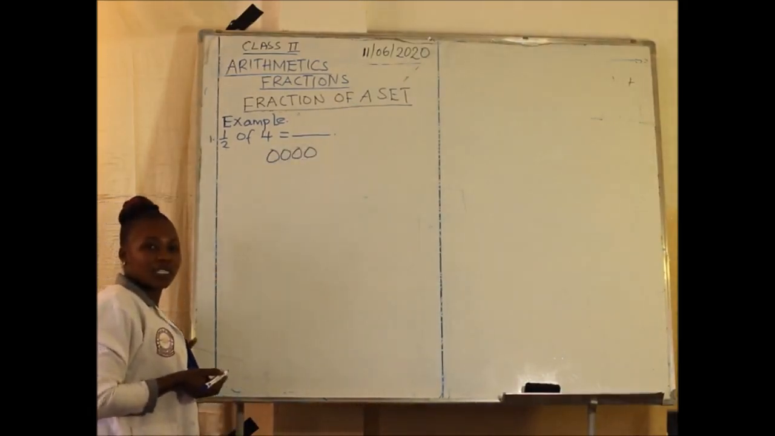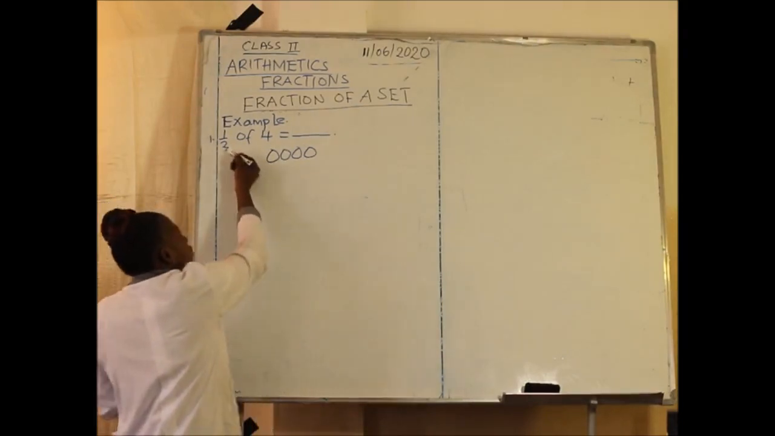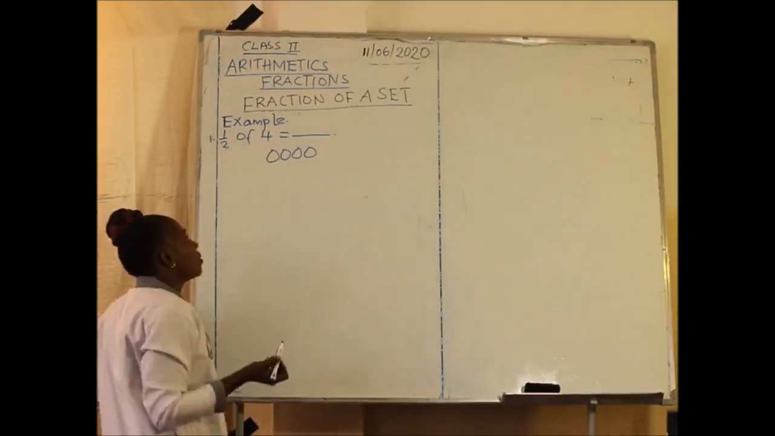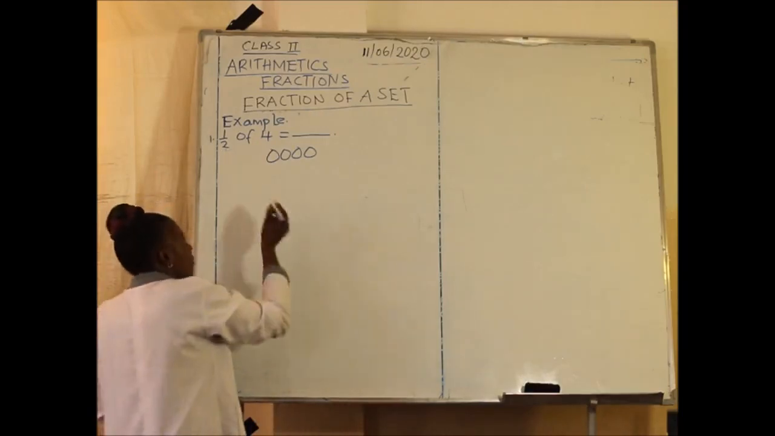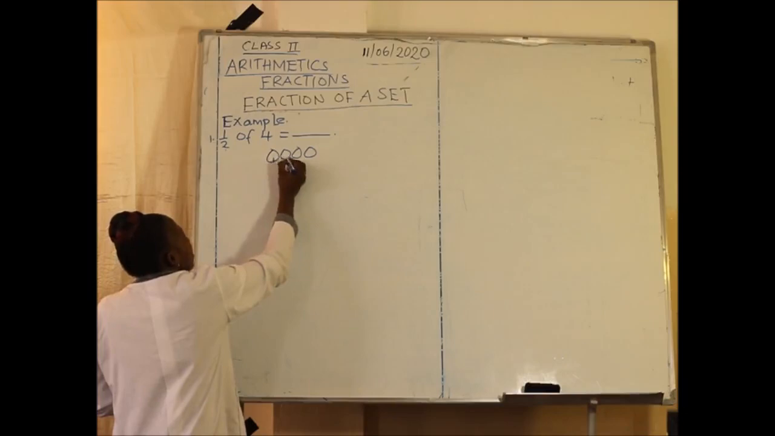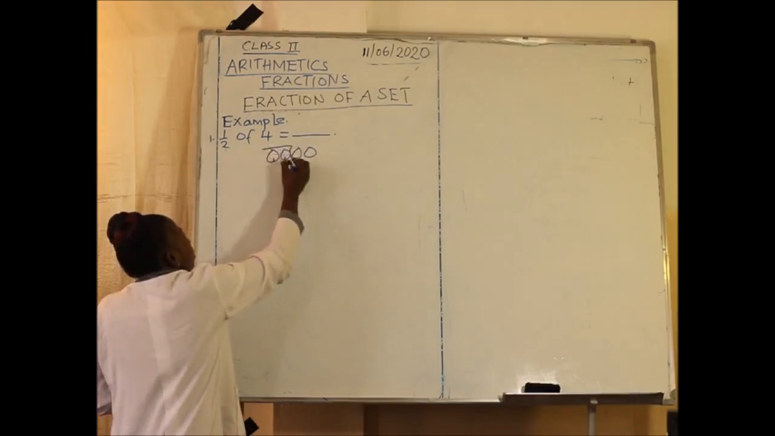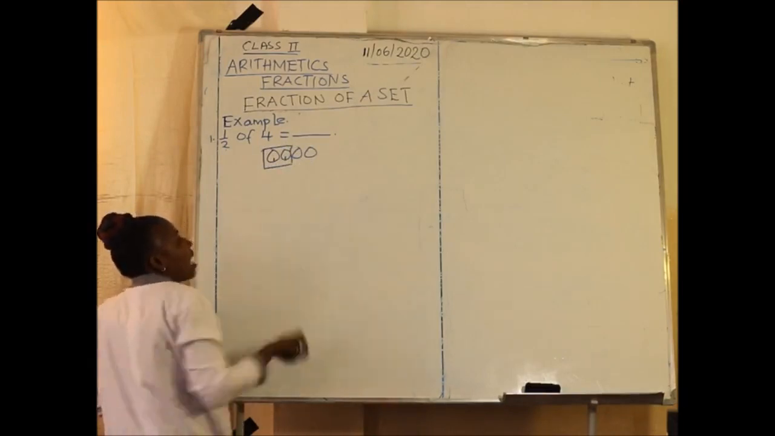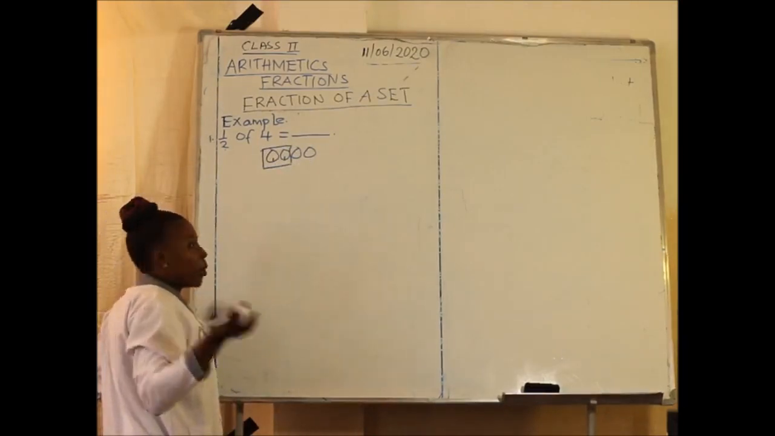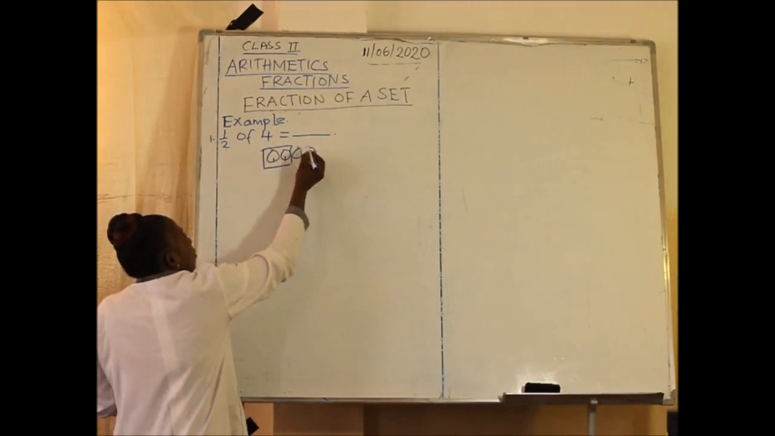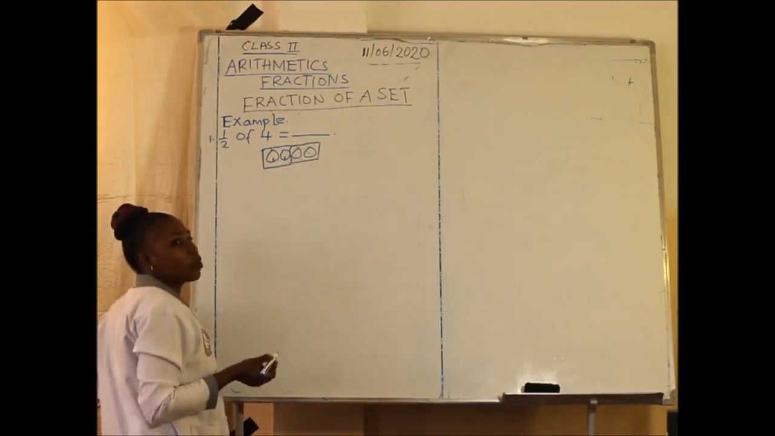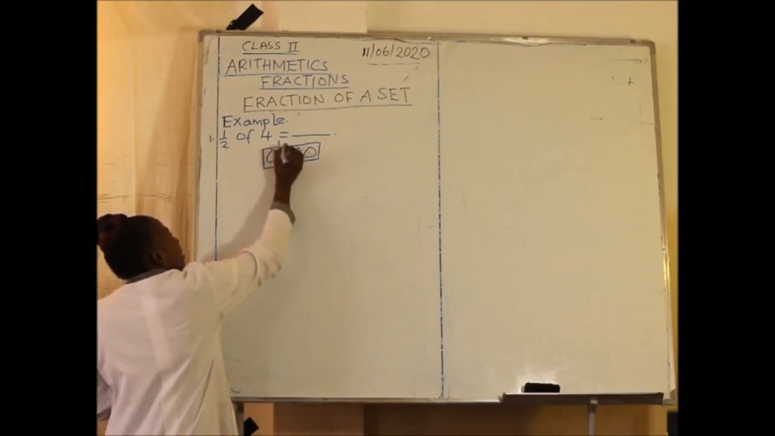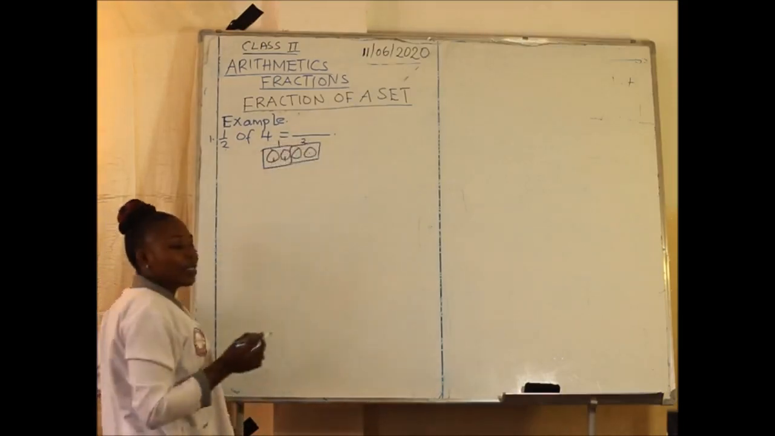Thereafter, you have to ask yourself, how many groups of 2 do we have in 4? That is, you have to create groups of 2 in 4. So we have 1, 2. This is the first group. And we still have other oranges or apples, 1, 2. So this is another group. So how many groups do we have? We have the first group and the second group.